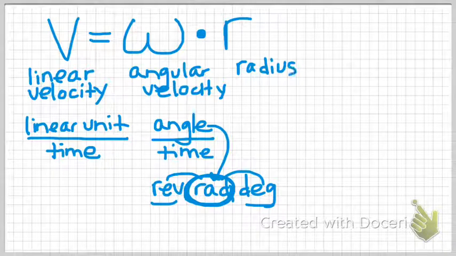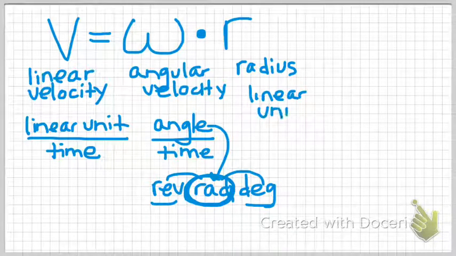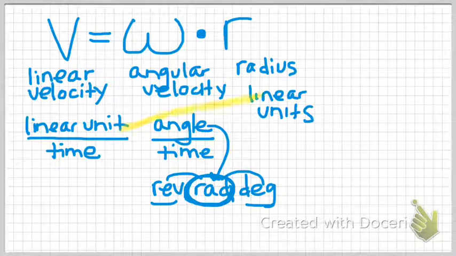So real quick, just so you understand what this formula is. Radius is going to have linear units. They have to be the same linear units as V. And V and omega have to have the same time units. And omega has to be radians. So there's lots of requirements for the units.